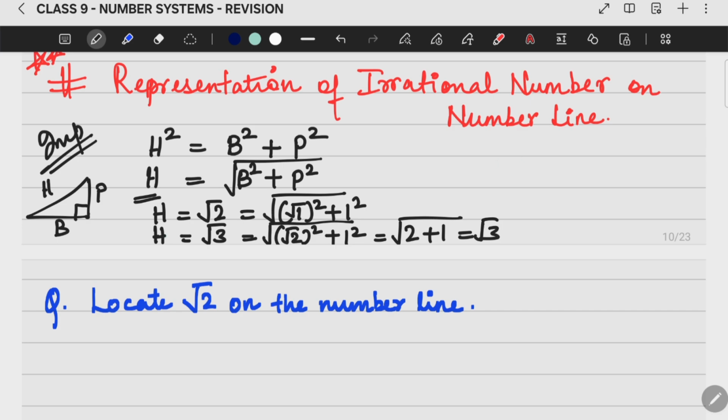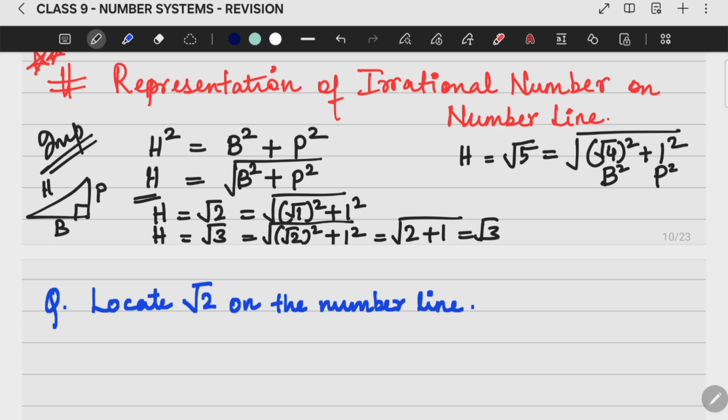Suppose you are having square root of 5. I am not writing square root of 4 because square root of 4 is equal to 2, which is a rational number. So this hypotenuse will be square root of 5, and you have to plot it. What will the base be? It will be square root of 4 the whole square plus 1 square. So this will be the base square, and this will be the perpendicular square. Okay, clear? Now let us do it.